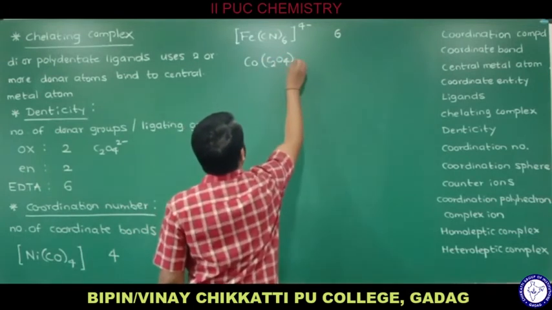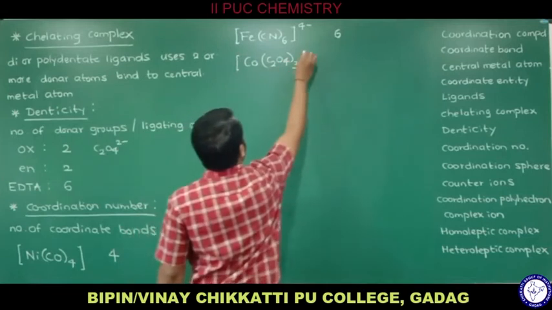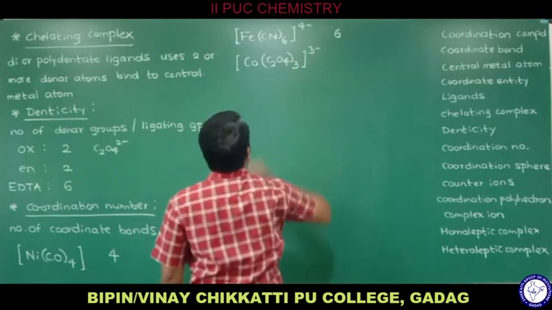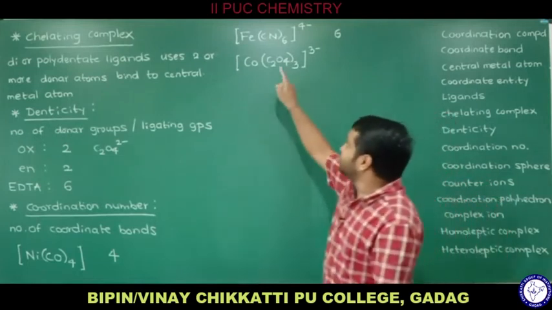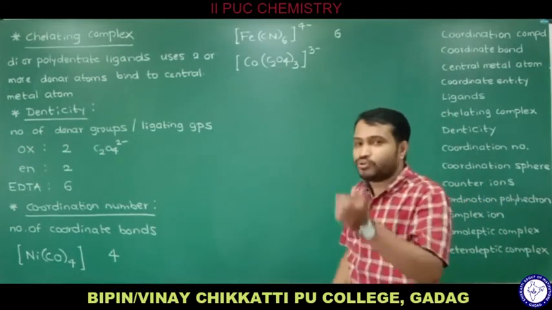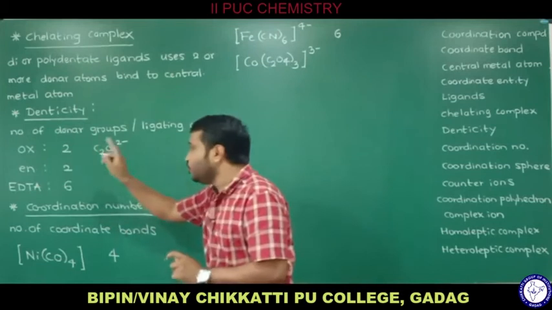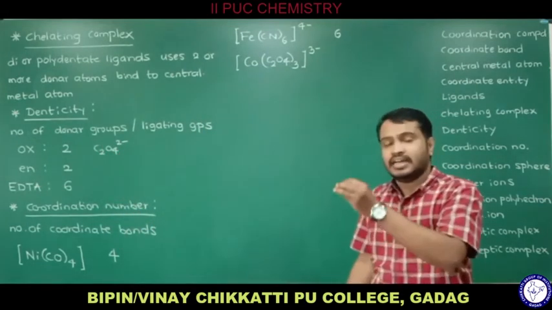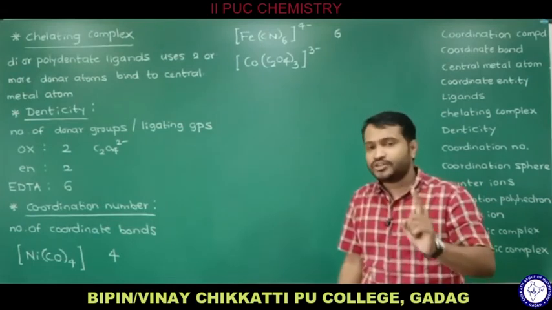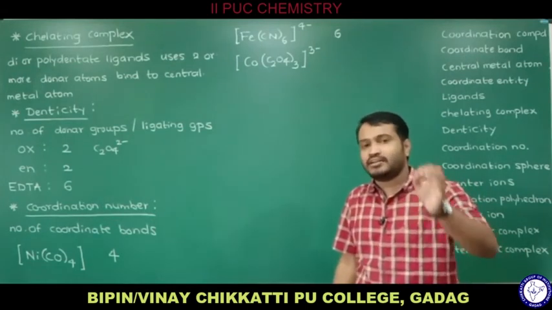C2O4 3 and 3 minus. So cobalt is the central metal atom, and C2O4 2 minus, as I mentioned, what is that? Oxalate ion. So what would be the coordination number for this one? You need to see what coordinate bonds we have.